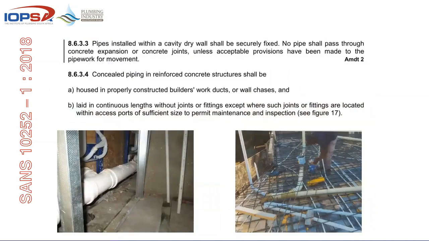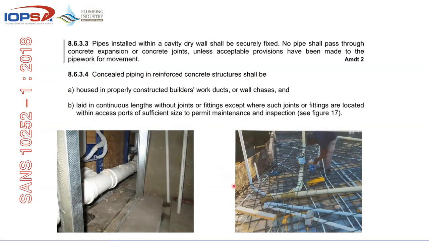Pipes installed in the dry cavity or cavity drywall shall be securely fixed. No pipe shall pass through concrete or expansion contraction joints unless provisions have been made for movement. In other words, the previous one was the drainage one, and there's the water one, and it does exactly the same thing. Even concealed in reinforced structures, pipes must be housed in sleeves, ducts, chases, laid in continuous lengths without joints or fittings, except where that joint or fitting is located in an access port. In other words, in a duct or an opening where you can actually get to that T-piece or elbow or whatever fitting they're referring to.